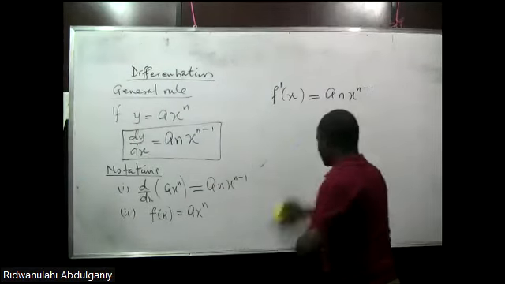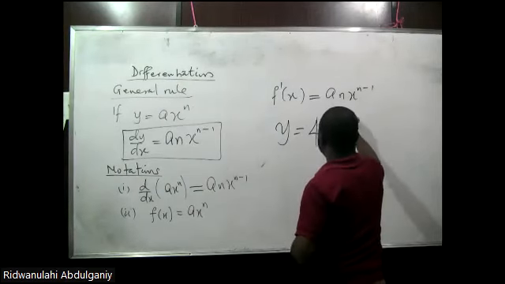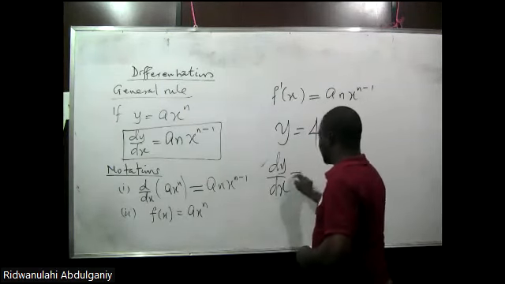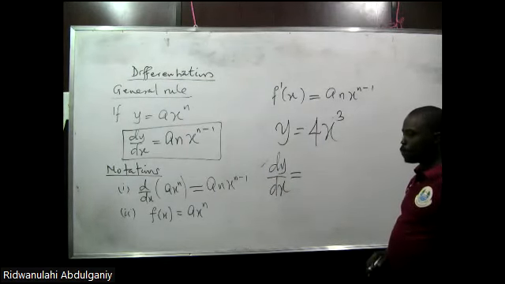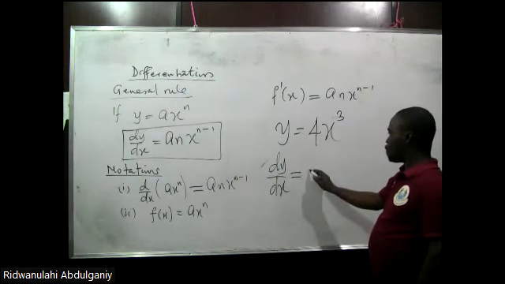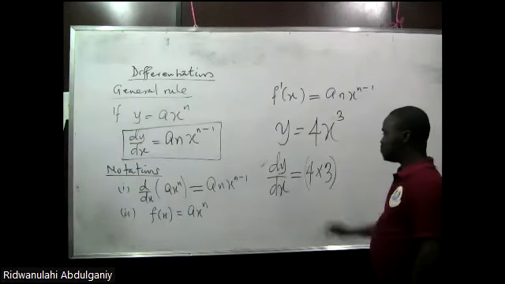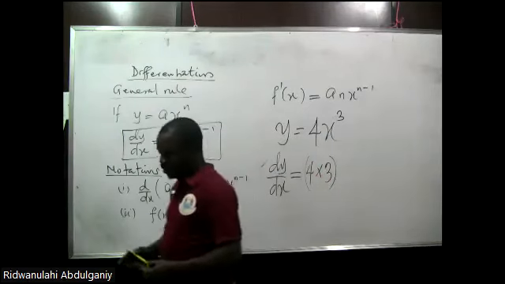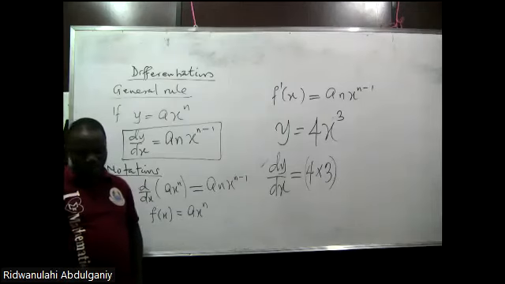Let me rewrite it. Look, y equals 4x raised to power 3. Differentiate this using what I told you in our previous class. So it's supposed to be 4x^(3 minus 1). Are you sure? Or is it 4 times 3? Are you with your notes? Can you go back to your notes?